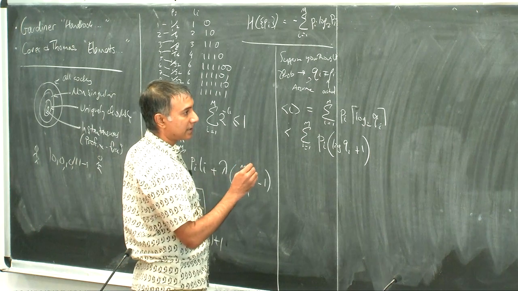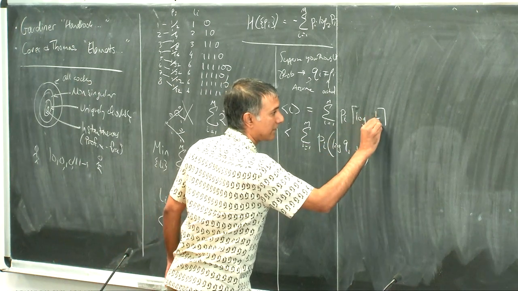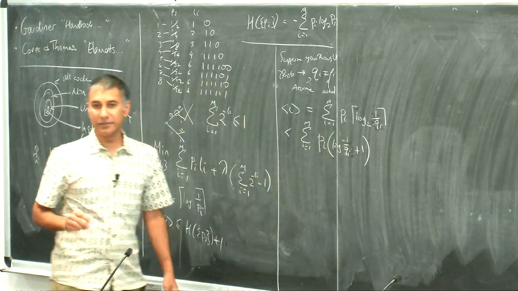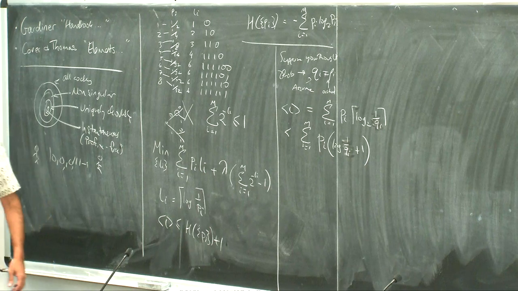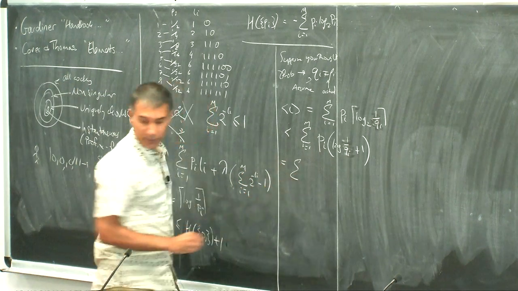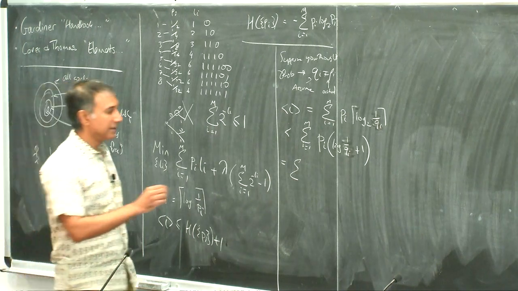There's a minus sign, 1 over PI, 1 over QI. Good? Yeah, because the Qs are always less than 1, so the code words are always greater than length 1. Okay? So this is equal to the sum, and I'm going to do a little multiply and divide type of trick.